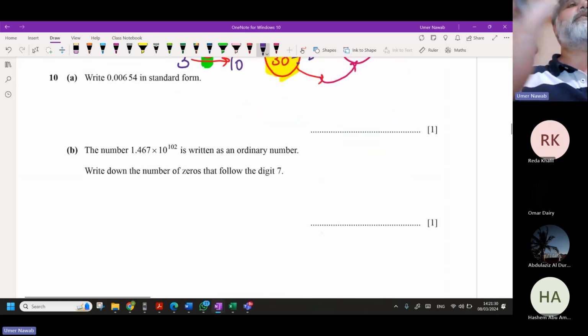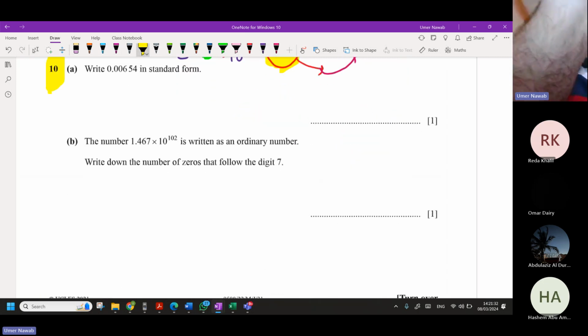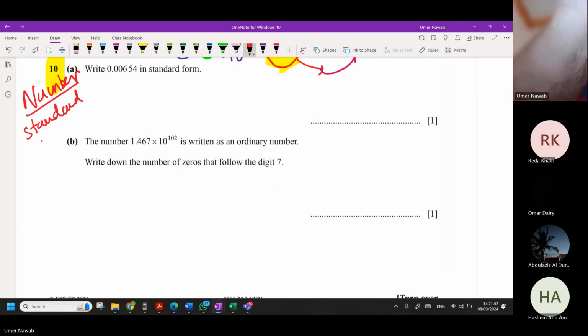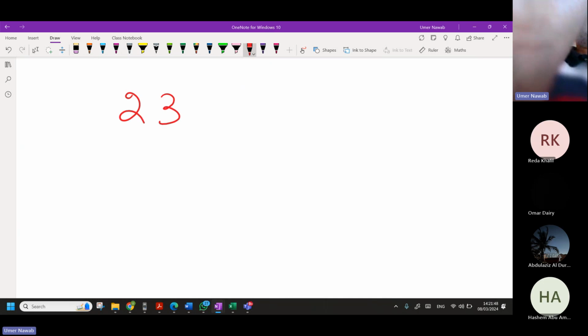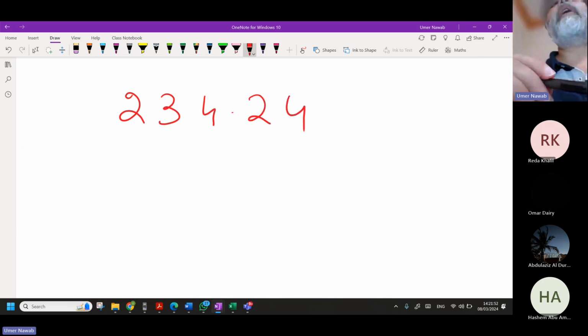Now, the next question is question number 10. And this is basically a question from numbers again. In numbers, the subtopic is called standard form. So let me explain what standard form is. When I write here 234.24, if someone asks, is this number in standard form? The answer is no. This number is not in standard form.